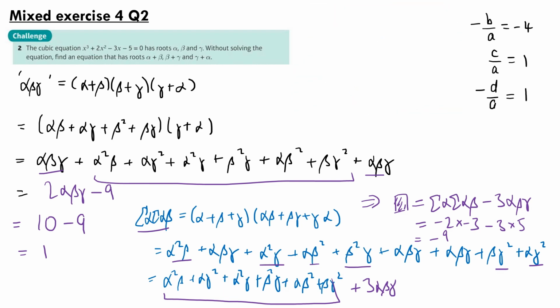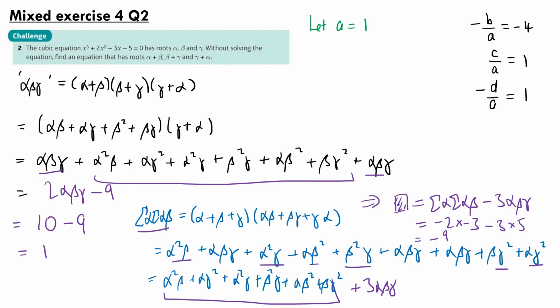And finally, we just need to write the new equation. We can let a be whatever we want. So let's say a is equal to 1 to keep things simple. And the reason why we can do that is because we can just divide any cubic through by whatever a would be to get a cubic with 1 as the coefficient of x cubed. So we can let a equal 1 with no problems whatsoever.